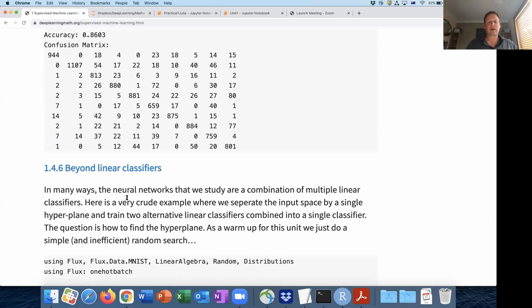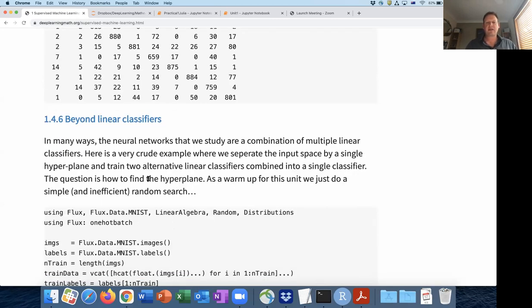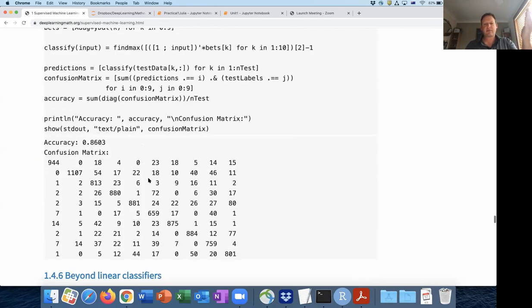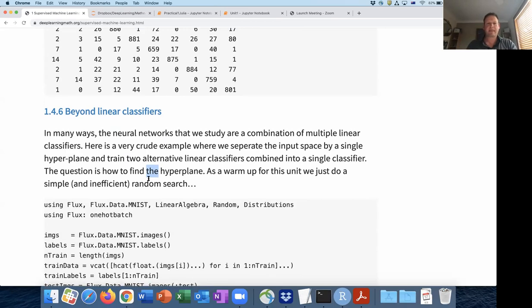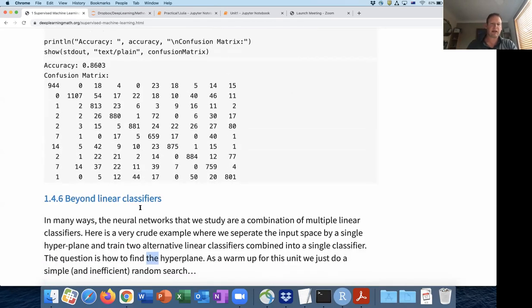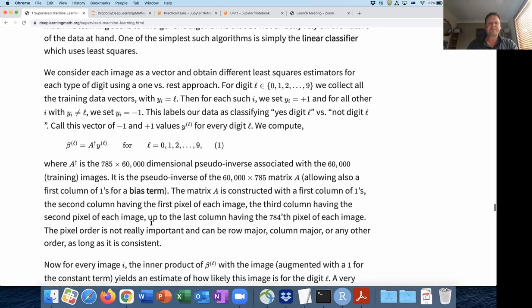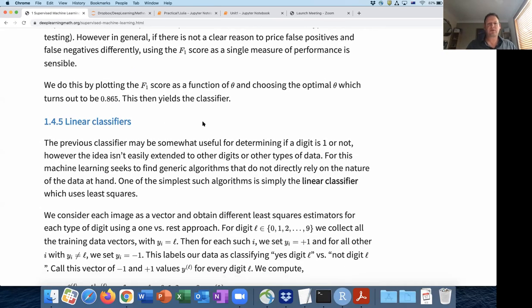1.46 doesn't have a great description, but what we do there is we basically take the linear classifier that I'm going to show you and separate it into two linear classifiers. But we might review that in further lectures. We can continue the course without it.